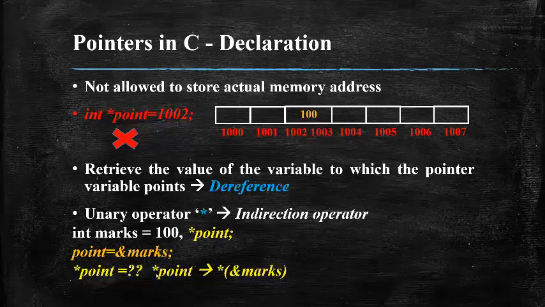Your star operator followed by the pointer name will actually retrieve the value of the variable in the corresponding address. So your star symbol followed by the pointer name will retrieve the value of the variable at that address. So now star point will have the value 100.